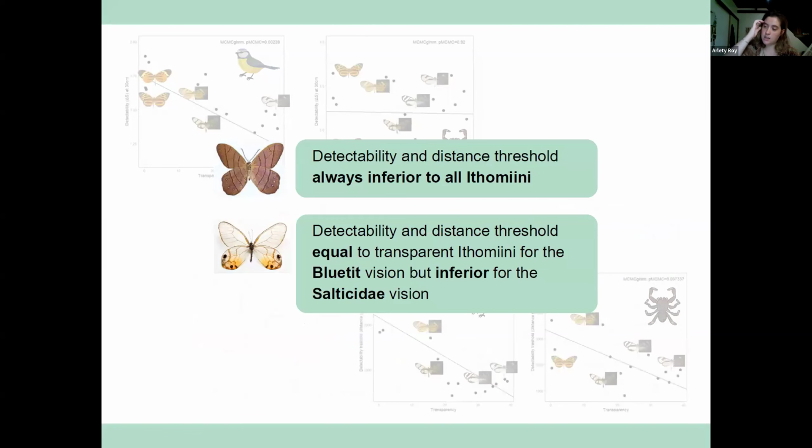As I said, we also tested some control species that were considered cryptic. For the opaque species, the detectability and the distance threshold was always inferior to all Ithomiini butterflies, for both the bird and the spider. And for the transparent control, the detectability and distance threshold was on average equal to the transparent Ithomiines for the Blue Tit vision, but was inferior to all Ithomiini for the Salticidae vision.